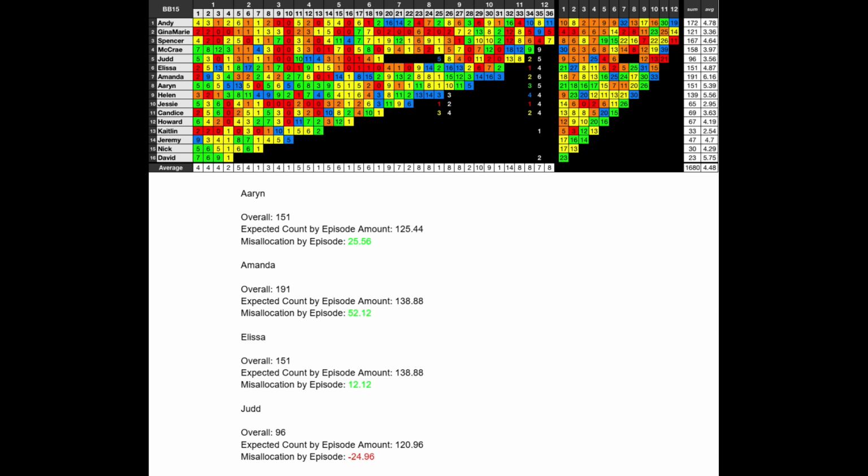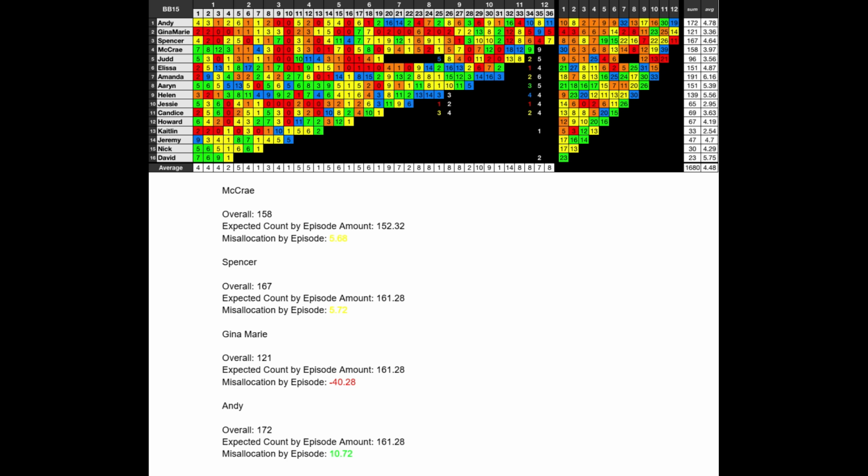Alyssa has 151 diary rooms, and her expected count by episode amount is 138.88, causing her to have 12.12 for a misallocation, and that being the amount of diary rooms that she has extra. Judd has 96 diary rooms, and his expected count by episode amount is 120.96, causing for a negative 24.96 misallocation amount, so he is underutilized pertaining to diary room.